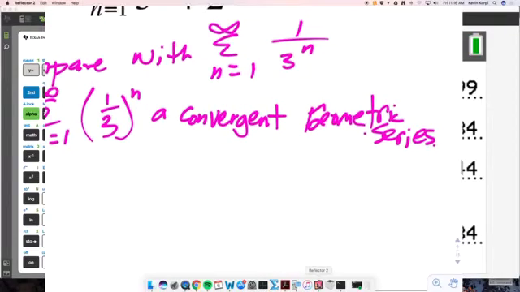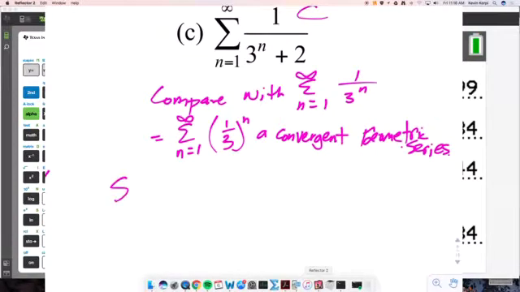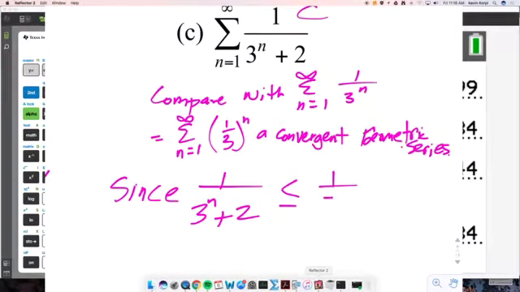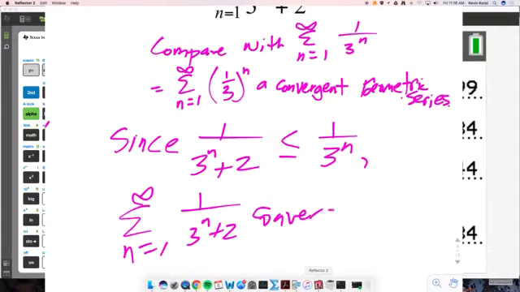A convergent geometric series. Since the one we're using to compare it with is convergent, again, we have to show that the given one was smaller. So let's just go for it. Since 1 over 3 to the n plus 2 is less than or equal to 1 over 3 to the n, we don't have to prove that, but is that true? It is, then the series from n equals 1 to infinity of 1 over 3 to the n plus 2 converges as well, for all n greater than or equal to 1.